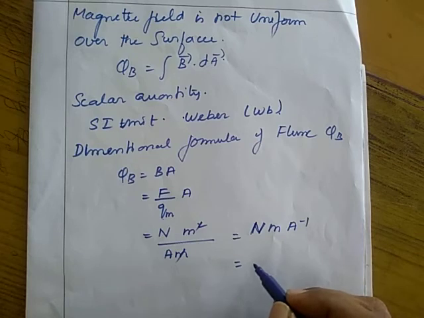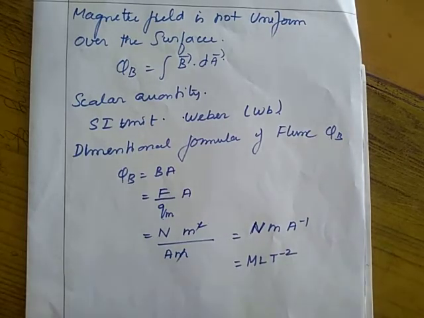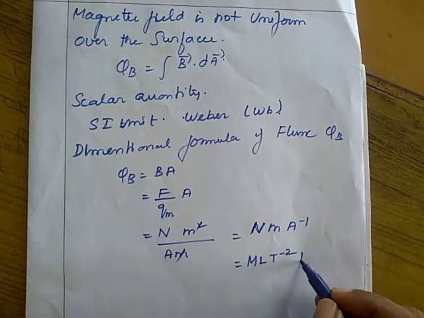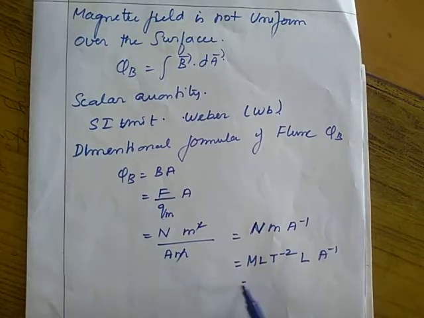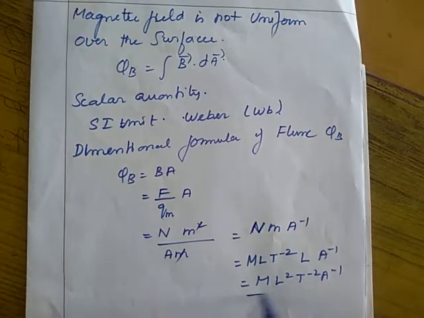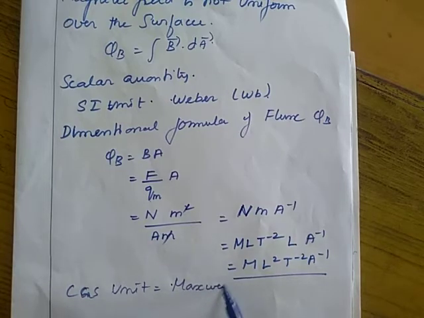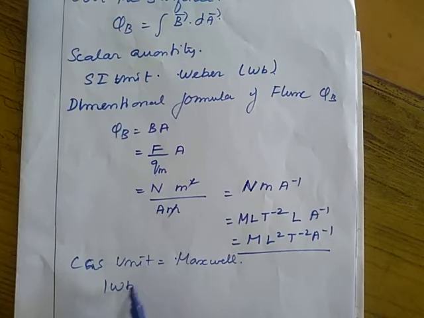The dimensional formula for Newton, the unit of force: F is equal to MA, so the dimensional formula for force is M L T power minus 2. Then here it is meter, so L, and ampere inverse. Solving it, M L square T power minus 2 A power minus 1. It is the dimensional formula for magnetic flux. Then the CGS unit of flux is the Maxwell. 1 Weber can be represented as 10 power 8 Maxwell.